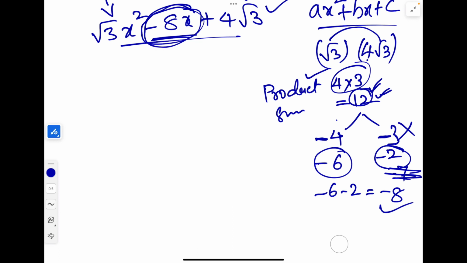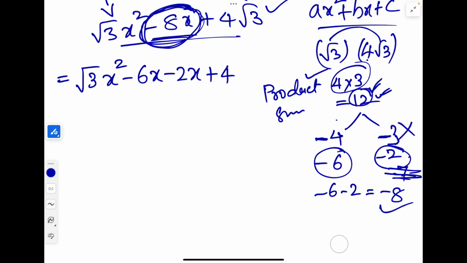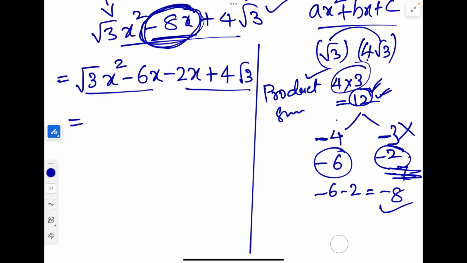Okay, so whenever we are doing splitting the middle term, that means replace this middle term by minus 6x and minus 2x, which gives us minus 8x. So the next step would be root 3x square minus 6x minus 2x plus 4 root 3, right? Okay, now let us see here. Now grouping. Let me group first two terms and next two terms. Now in this, take root 3x common.